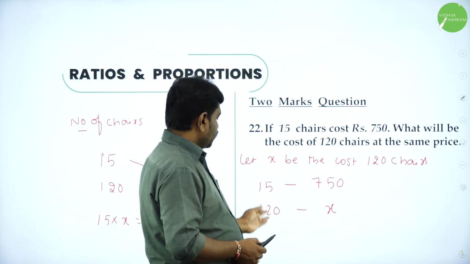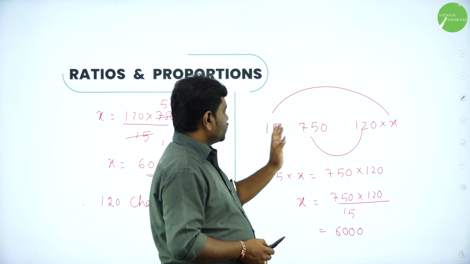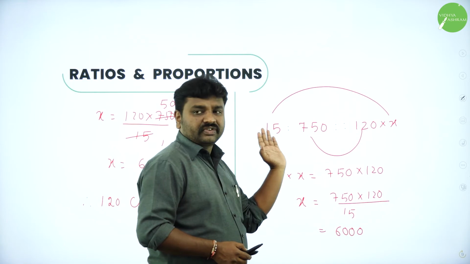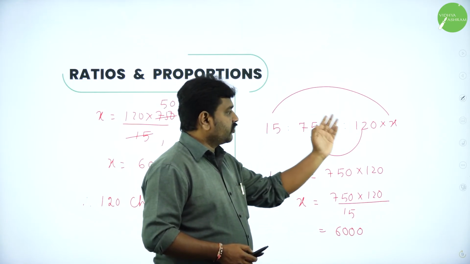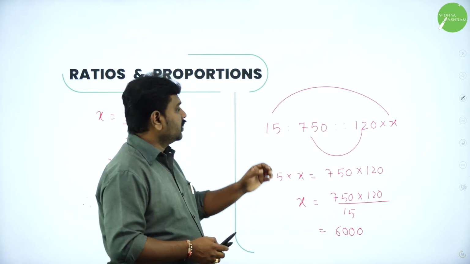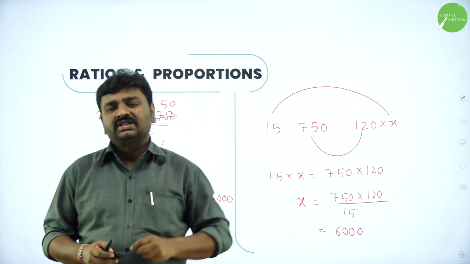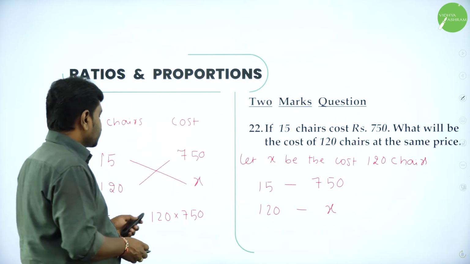15 is to 750 as 120 is to x. So this is to this as this is to this. It's direct, so you write the ratio as 15 is to 750 as 120 is to x. That's it. And you know, for a proportion, product of extremes is equal to product of means, but recognizing it is a direct proportion. And one more technique is cross multiplication.